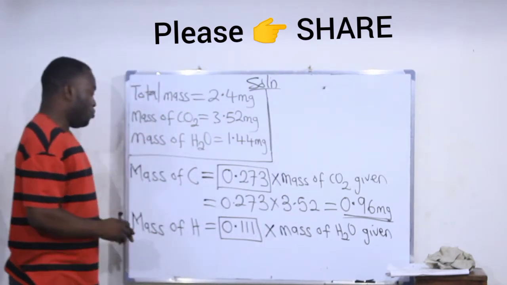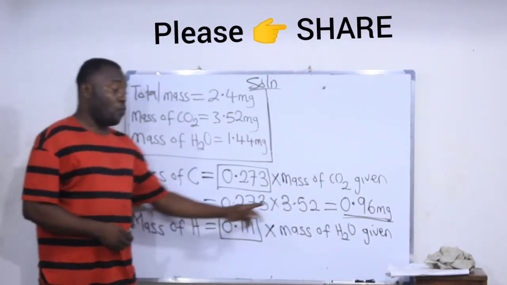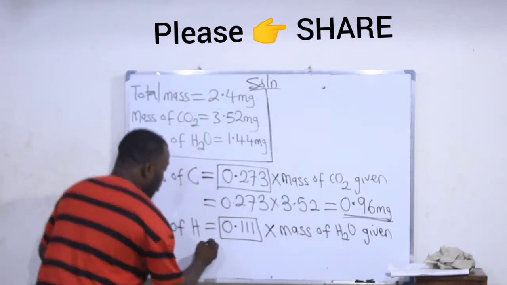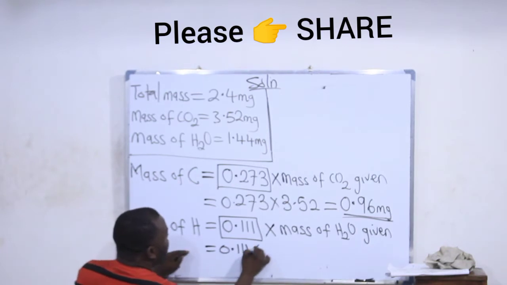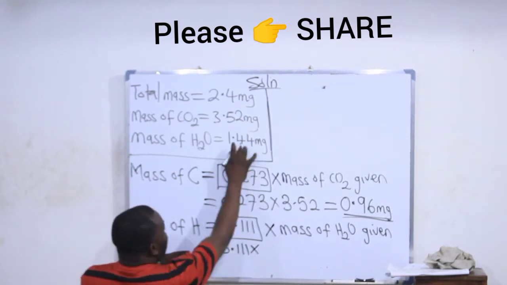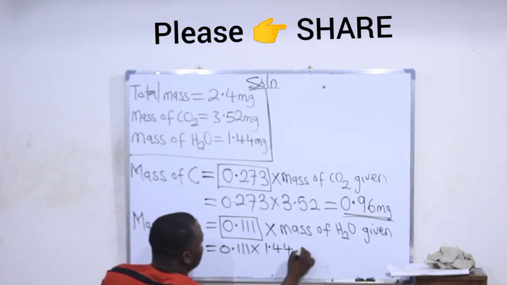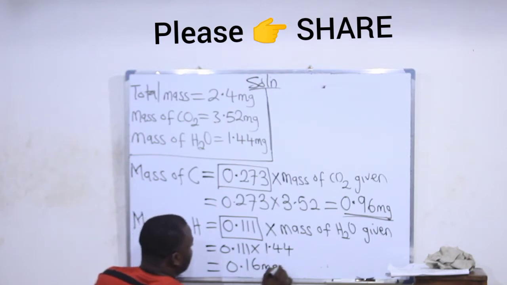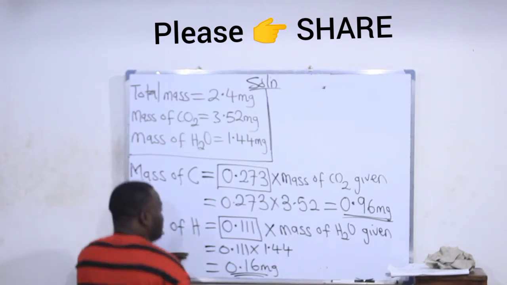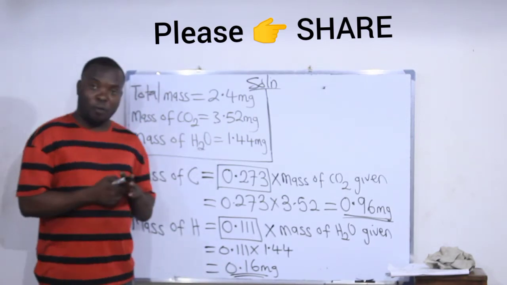Remember, you find carbon from CO2 given. You find hydrogen from water given. So this will give us 0.111 multiplied by the mass of water given, which is 1.44. And that should give us 0.16 milligrams. This is the mass of hydrogen present in that compound.